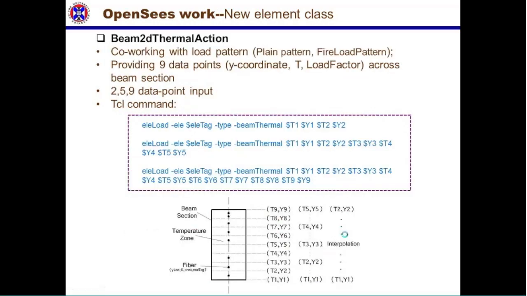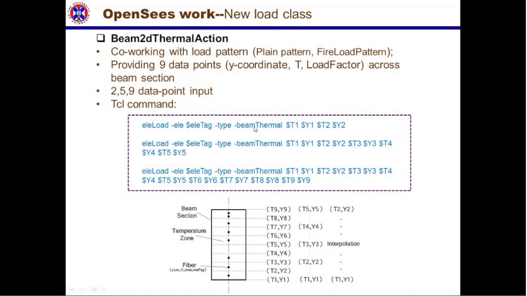The beam thermal action is actually a load class, and could work together with the load pattern, fire load pattern, or plain pattern. The plain pattern allows us to use the linear time series, which is quite easy and simple. For the fire load pattern, we can define 9 time series, which could work on the beam section. For the beam thermal action, we provide 9 data points, but you don't need to define the thermal action with 9 data points. We have facilities like 2 data points or 5 data points, which make a simple command.